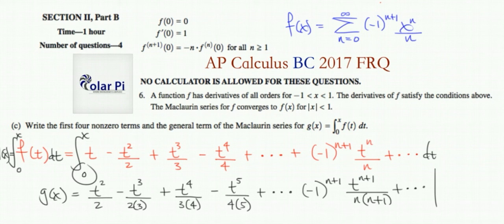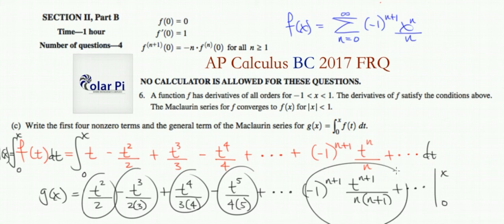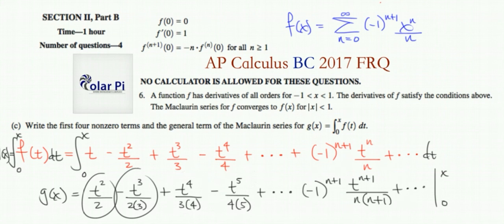And of course we need to evaluate this at x and then at 0, and take the difference. Notice when we plug in 0, all of them are going to turn to 0, right? All of them. And when we plug in x, all that'll happen is all the t's turn into x.